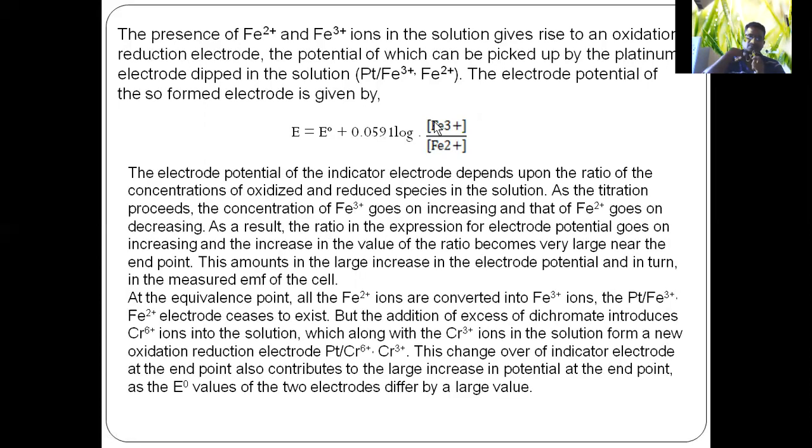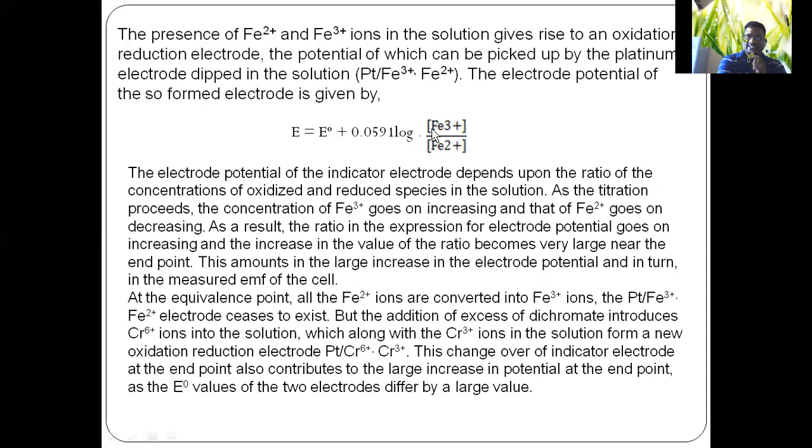Next, the electrode potential of the indicator electrode, that is the platinum electrode, depends upon the ratio of the concentration of Fe3+ and Fe2+ ions, as you see in the equation. As the titration proceeds, the concentration of Fe3+ goes on increasing, and that of Fe2+ goes on decreasing. As a result, the ratio in the expression for electrode potential goes on increasing, and the increase in the value of the ratio becomes very large near the end point. This results in a large increment in the electrode potential and in turn in the measured EMF of the cell.